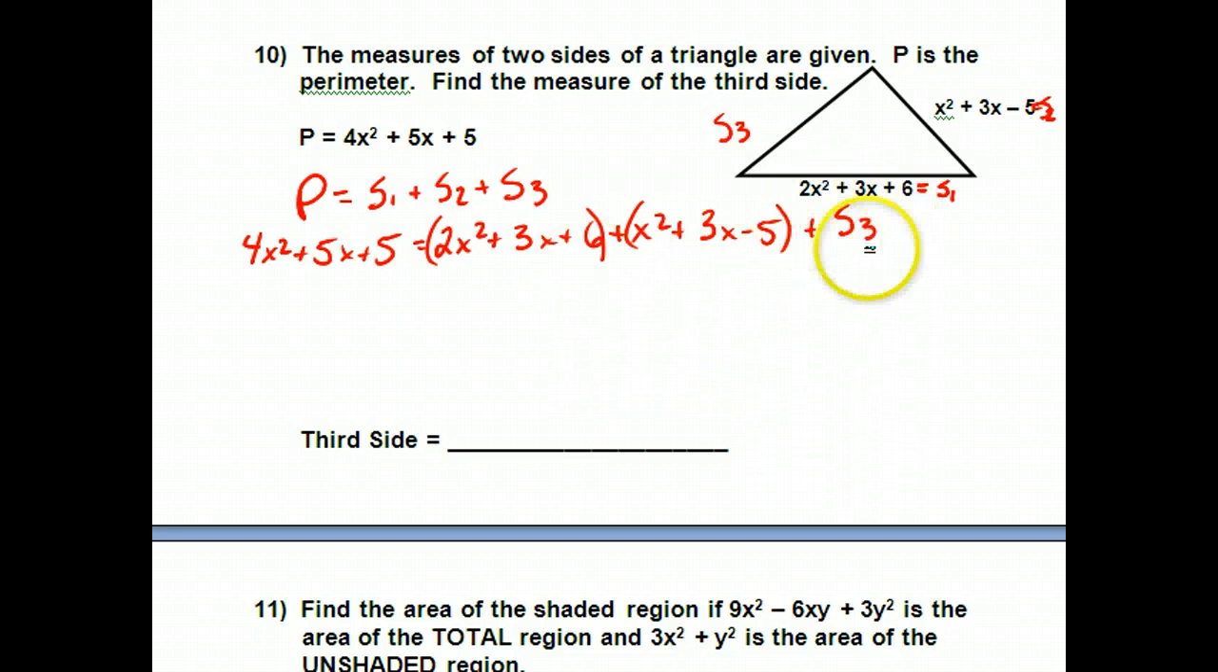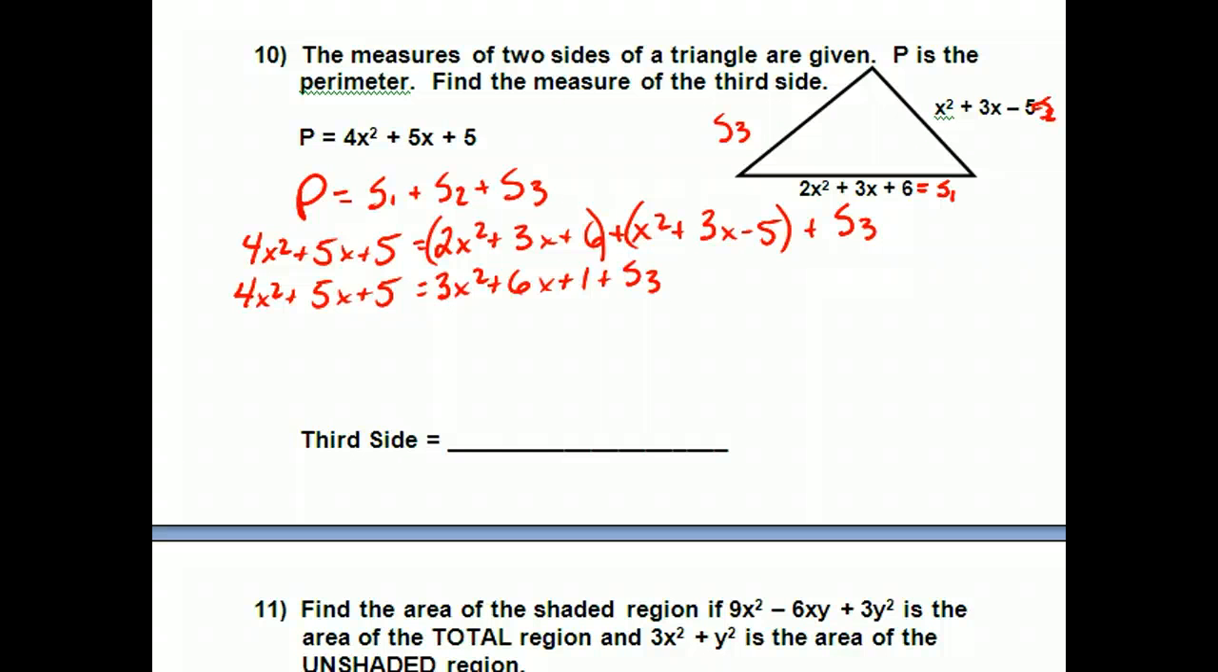So what we want to do is isolate this variable so we can collect like terms on this side to make life a little easier for ourselves. It's just a little organization is what you have to be careful of. So here I'm going to leave this 4x squared plus 5x plus 5 is equal to, and here 2x squared plus 1x squared is going to give me 3x squared. 3x plus 3x is plus 6x, and plus 6 minus 5 gives me plus 1, plus my s3, my side 3.